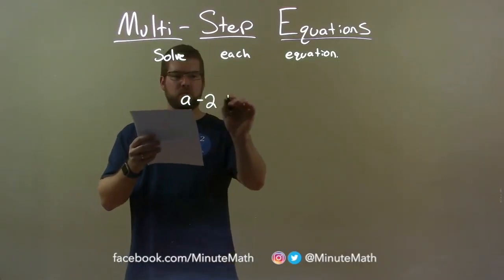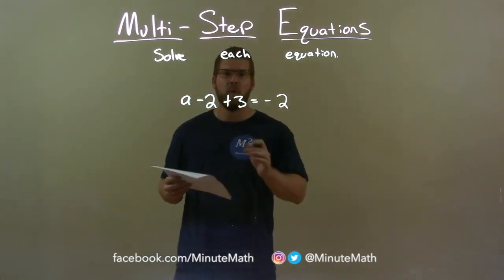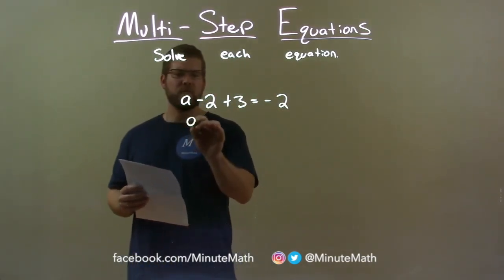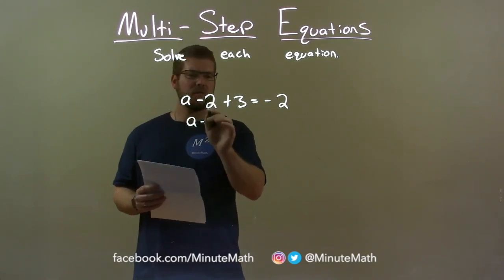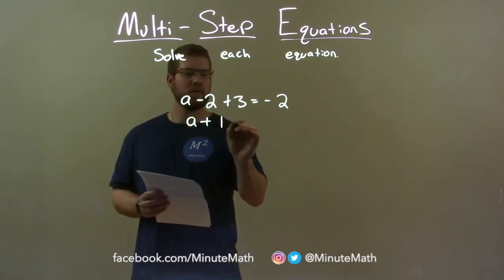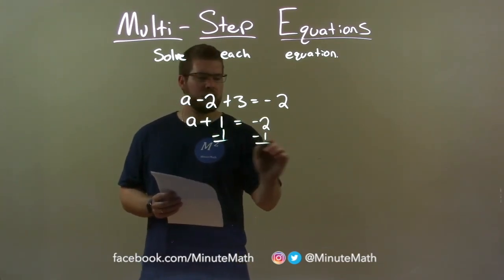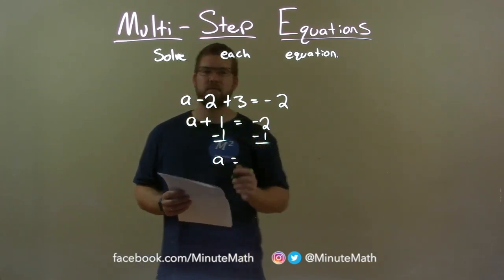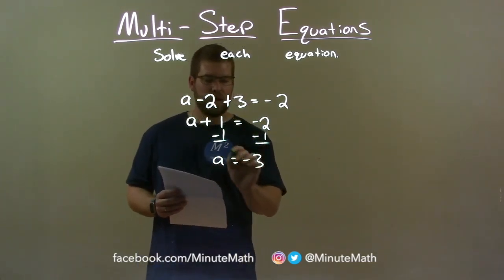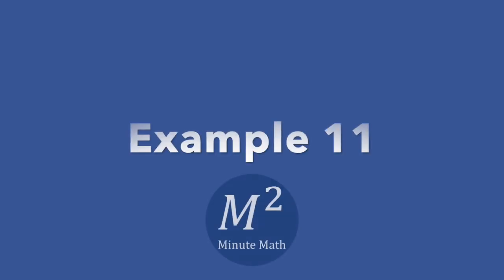a minus 2 plus 3 equals negative 2. I want to combine my like terms here. So a is by itself on the left, but then negative 2 plus a 3 is a positive 1. So we go plus 1 right here. That equals negative 2. Now when I subtract 1 on both sides, I'm left with a by itself. And negative 2 minus 1 is a negative 3. And so our final answer here is just a equals a negative 3.